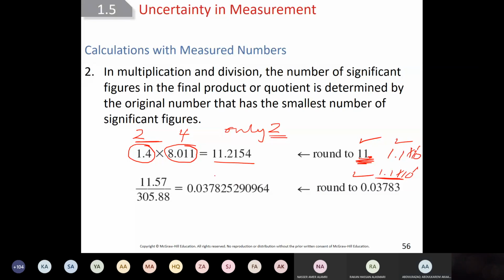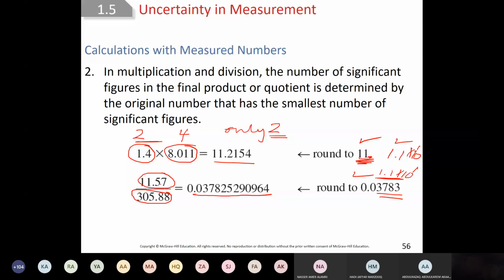Now, do this one. You do it yourself. Divide this number by this number. Do it in your calculator. Next, this is the answer from your calculator. How should you report this? Very quickly. For significant number, it's 0.038. 0.0378. It should be 4 numbers.